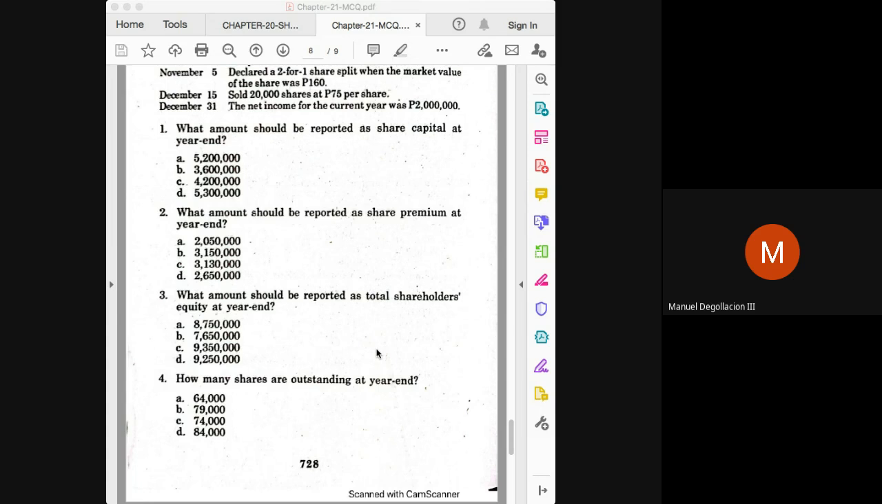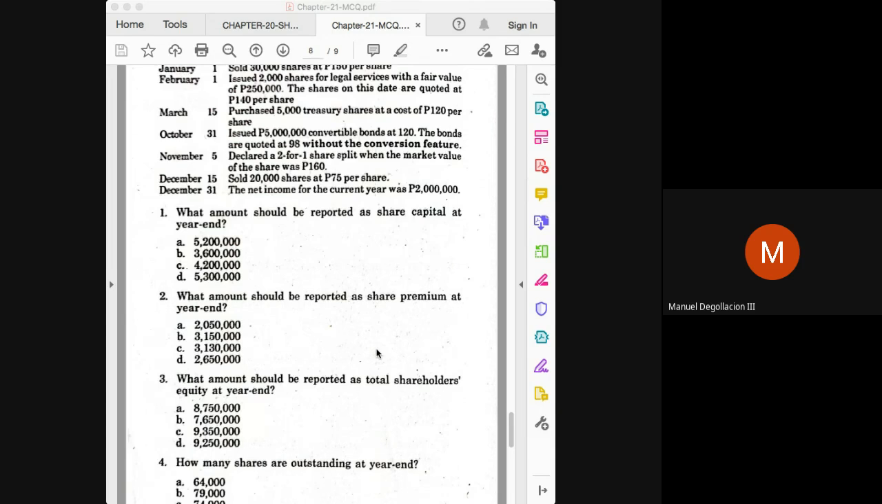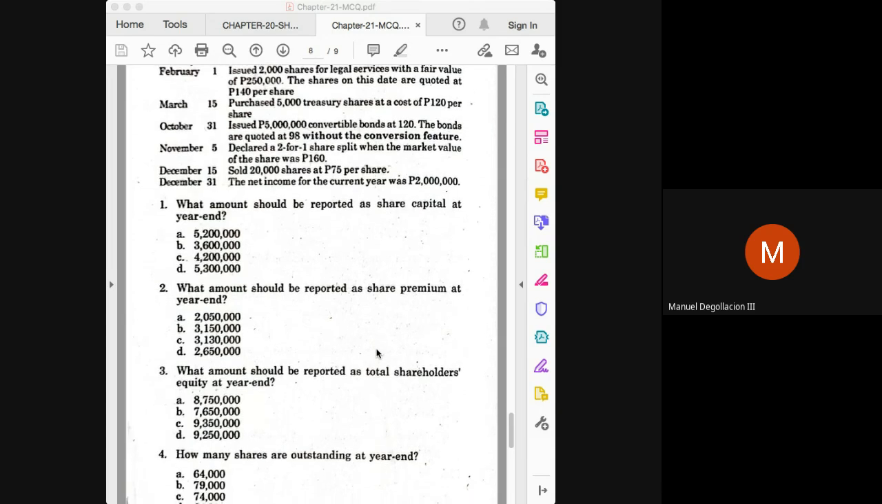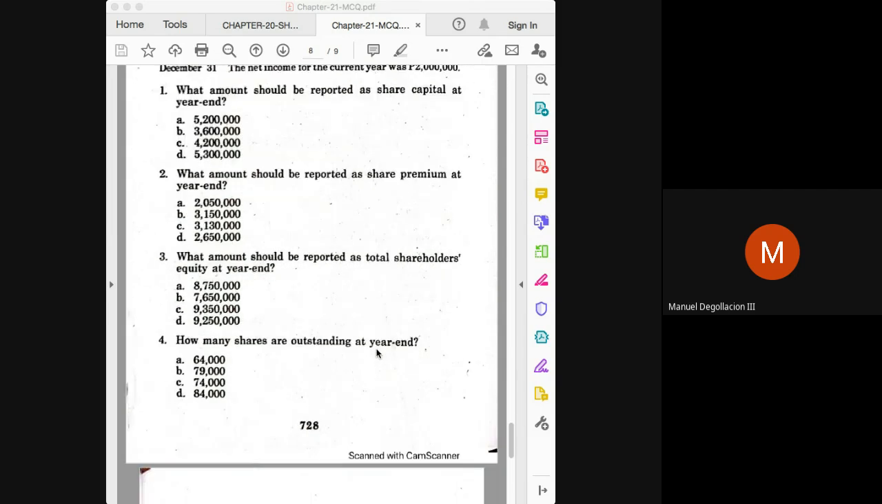Next, compute for your treasury shares. You had your treasury shares of 5,000 on March 15, and then the 2 for 1 stock split. That means your treasury shares now is at 10,000. So 84,000 issued shares minus 10,000 treasury shares. Our outstanding shares is 74,000. Okay. So please expect shotgun problems for shareholders' equity class. One problem, multiple questions. Okay, I think that will also be the case in the final departmental exams.